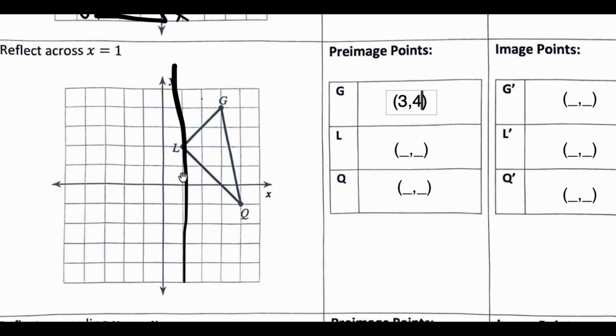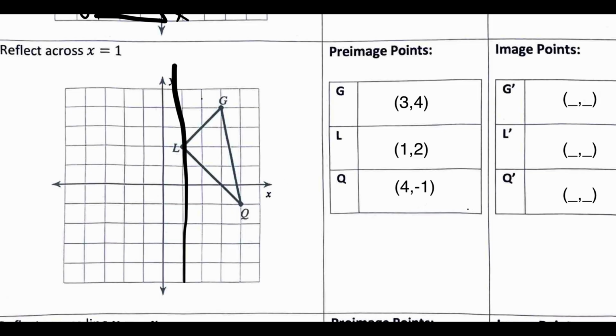For L, we can see that is 1 over and then 2 up. So our x value is 1, our y value is 2. And then for Q, it is 1, 2, 3, 4 over and 1 down. So that's going to be 4, negative 1.